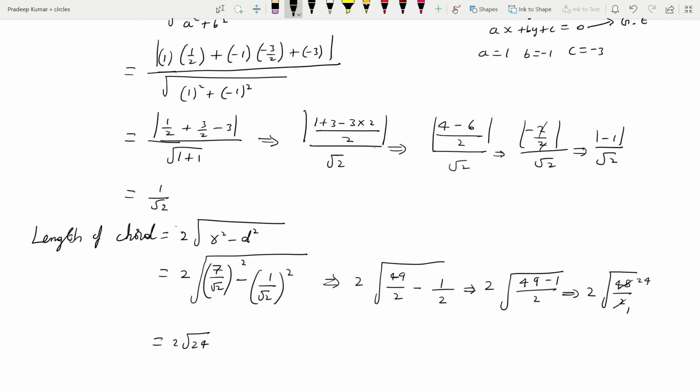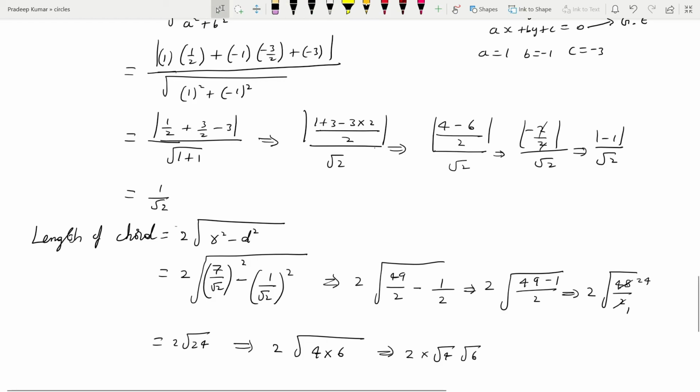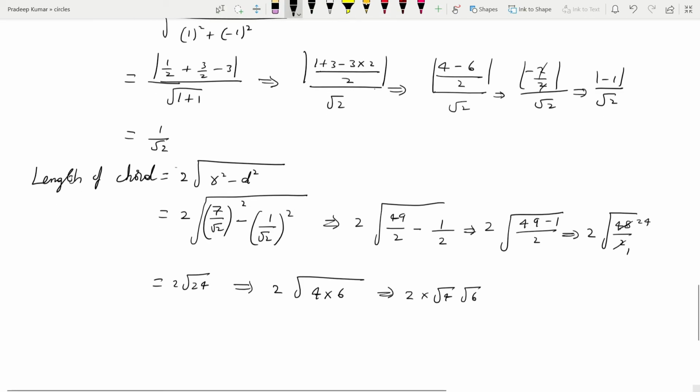Alright, so now we'll solve this forward. This 24 we can actually write in terms of multiples of 4. So I can write 2 under root of 4 into 6, since 4 times 6 is 24. So I will write root 4 into root 6. This 4 and 6 I wrote separately. So root 4 is nothing but 2. So I can write this as 2 into 2 under root 6. So 2 twos are 4. So I will get this as 4 root 6. So finally the length of the chord we got is 4 root 6 units.